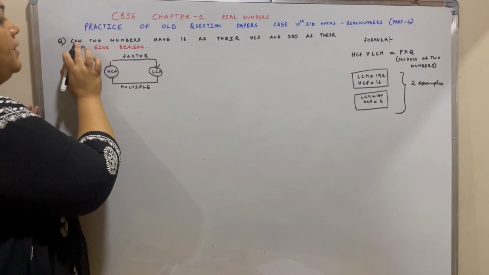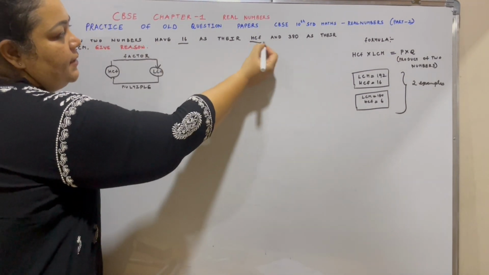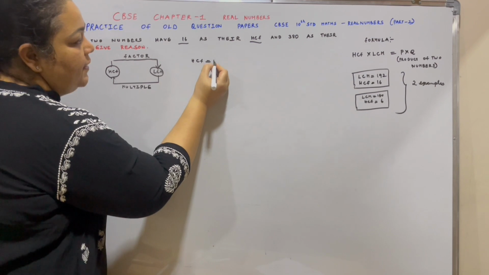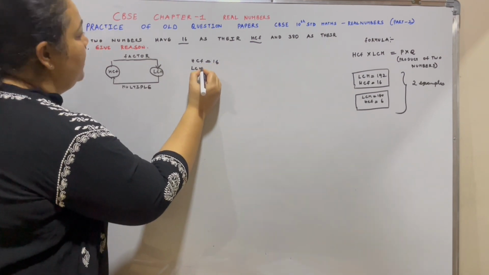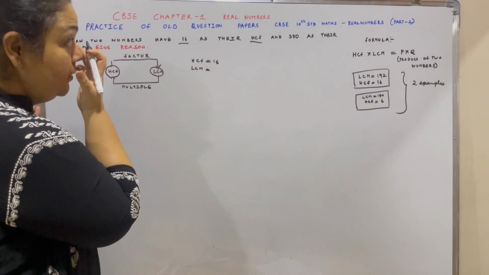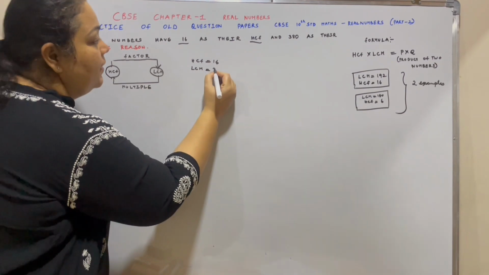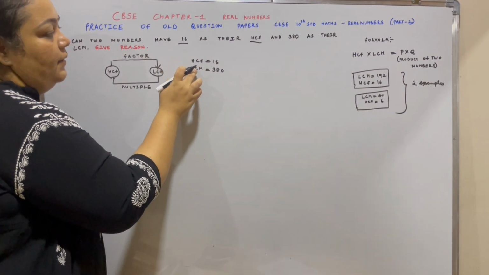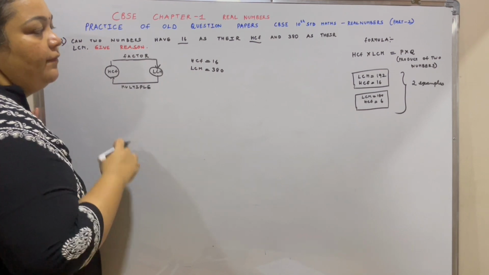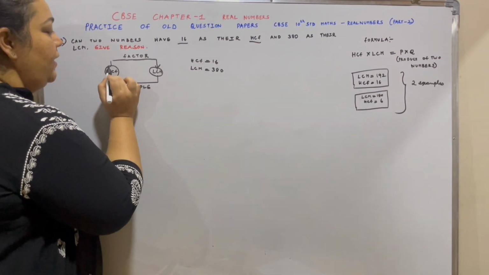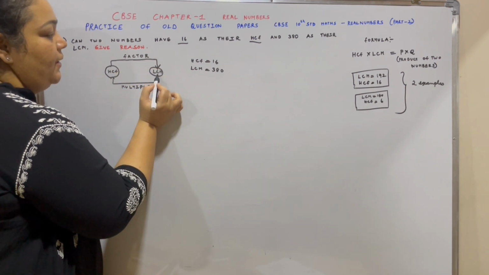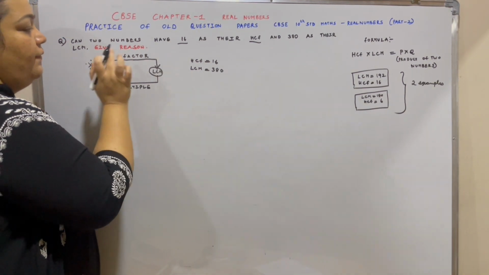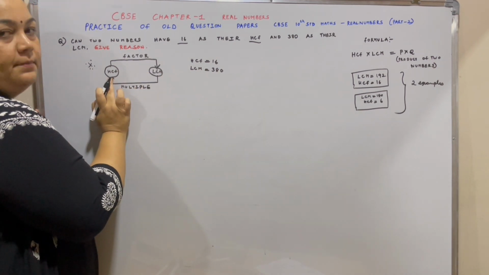Now the next question is: can two numbers have 16 as their HCF and 380 as their LCM? So in the given question, HCF is equal to 16 and LCM is equal to 380. They are asking whether HCF can be 16 and LCM can be 380. If it cannot be, what is the reason? We already know that HCF is a factor of LCM and LCM is a multiple of HCF. Very important, learn this.